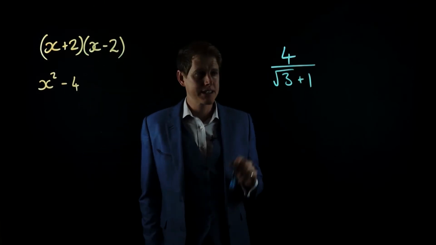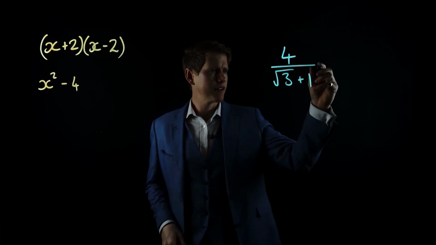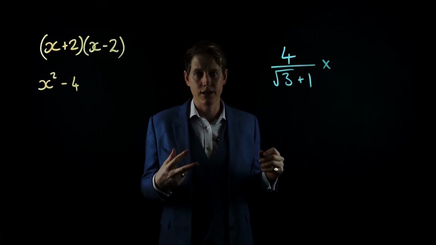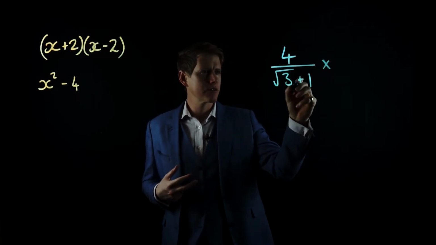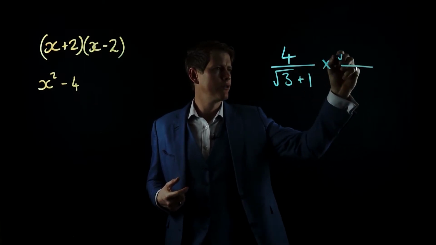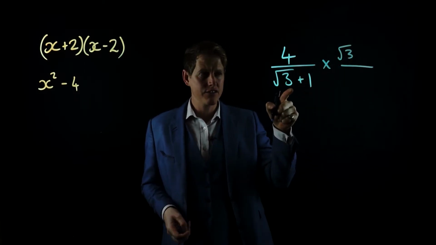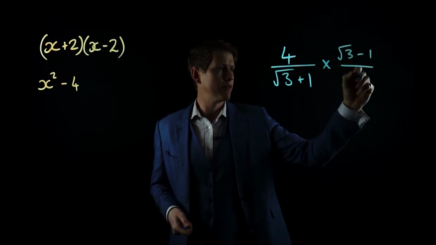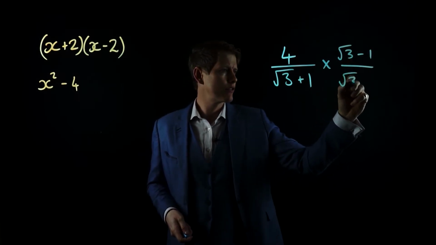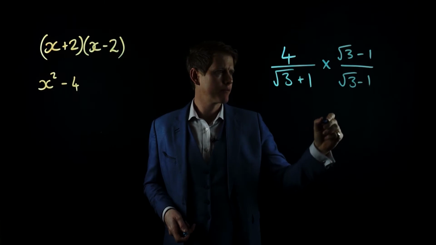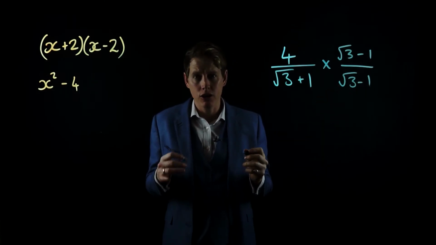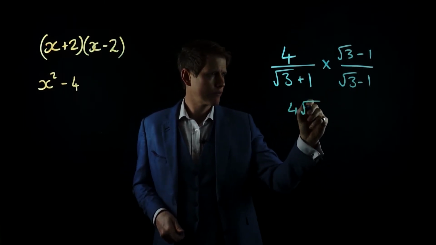Now we're going to do something similar with this question over here. In fact, what we're going to do in order to rationalise the denominator here is multiply it by root of 3, but instead of doing plus 1, we're going to do minus 1. Root of 3 minus 1. Okay, and I'll show you why we do that now.